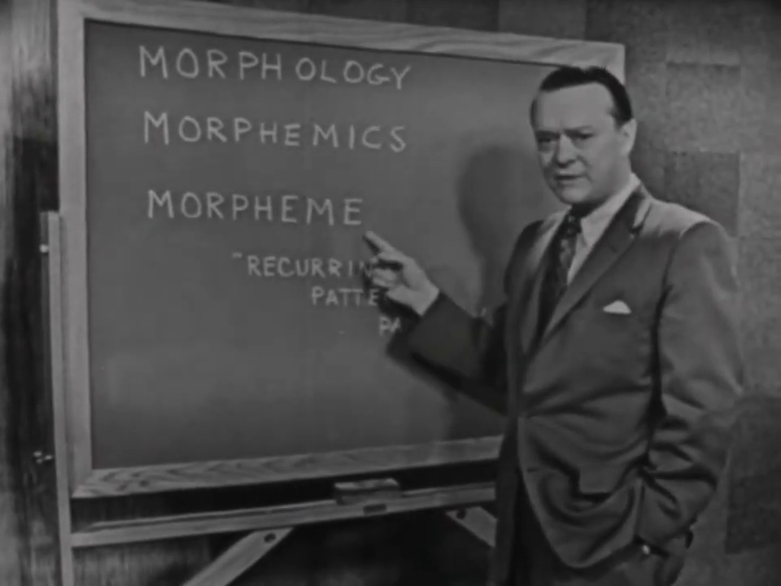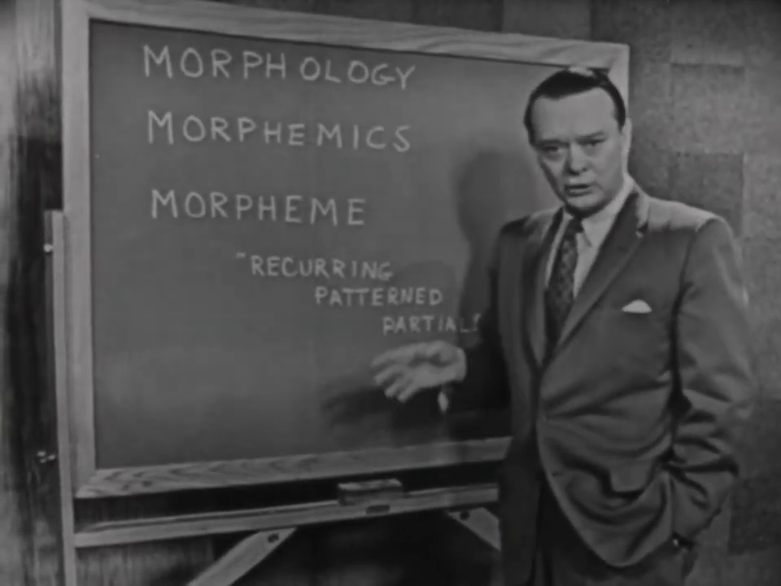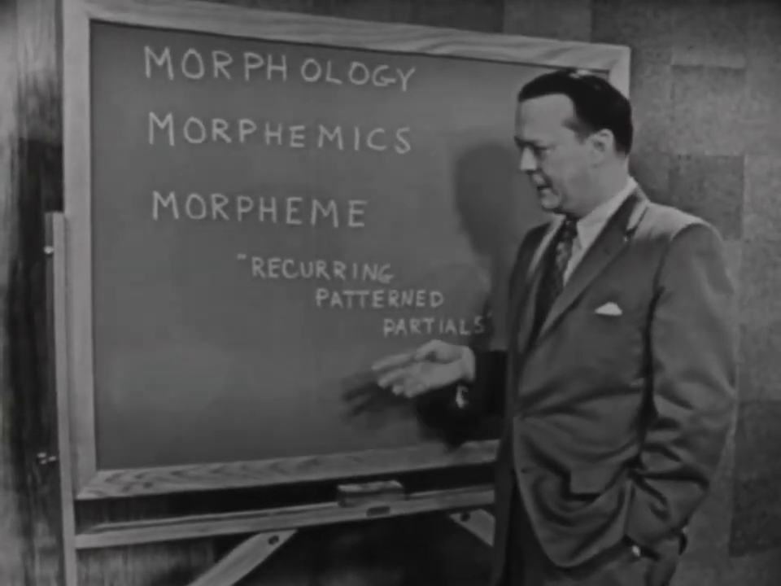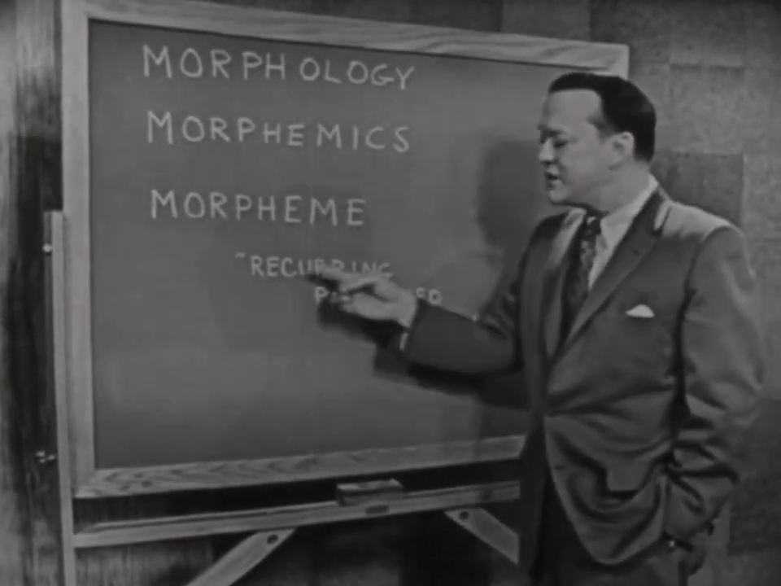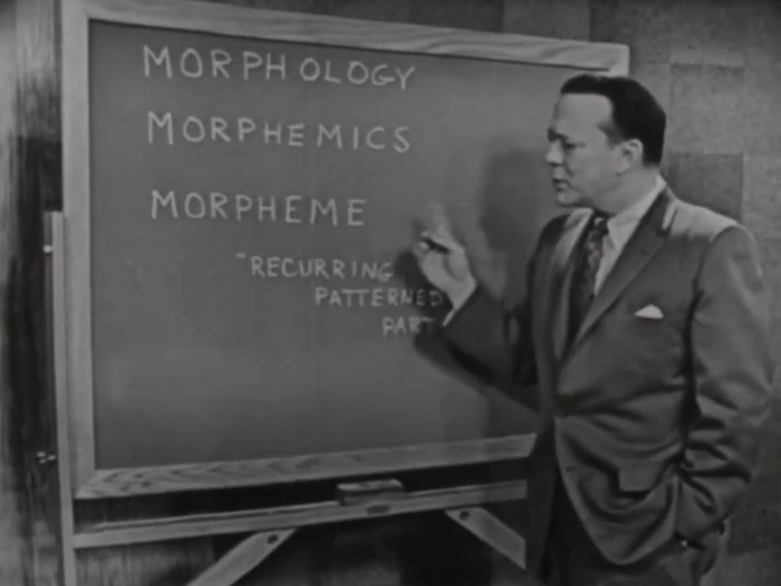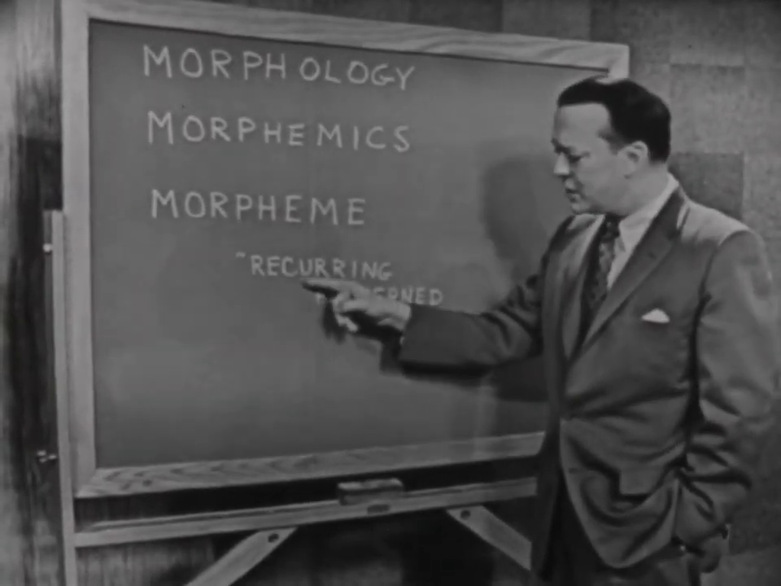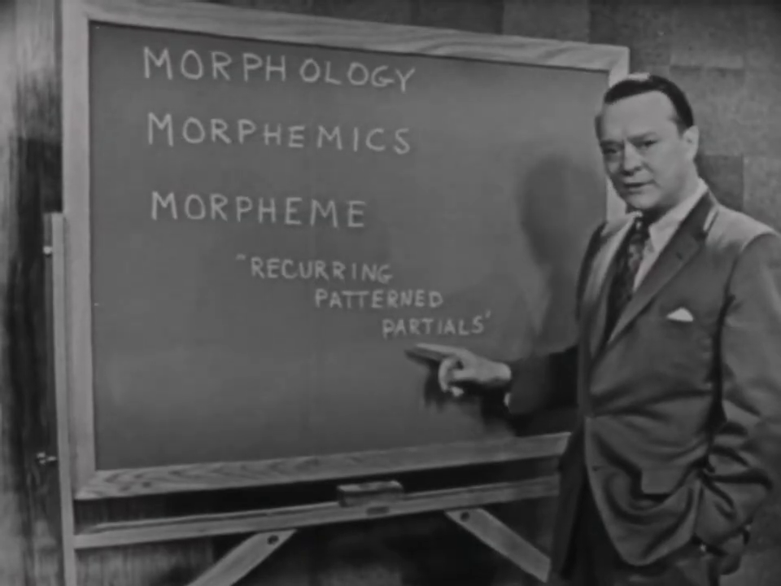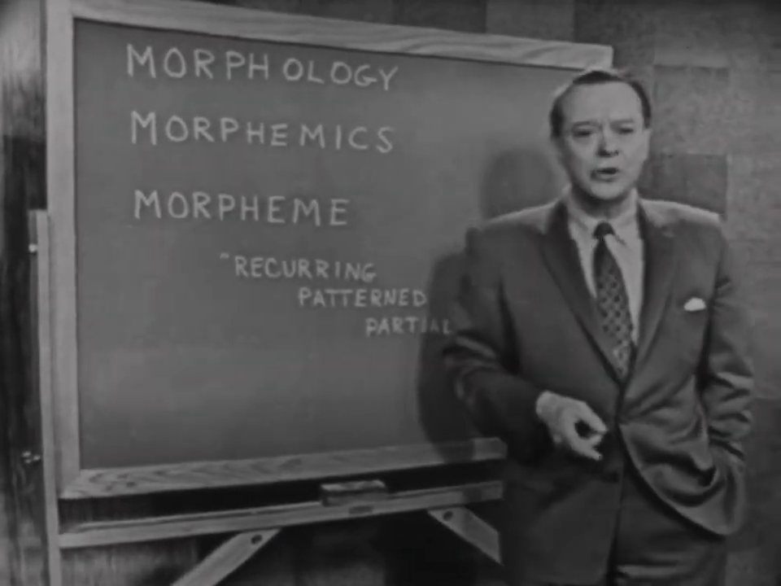But these morphemes are seen, as we talk, or if we look at a text that's been written down, to come back over and over again. In other words, they recur. So how we're going to identify morphemes first is to see them as recurring patterned partials. Recurring patterned partials. Let me show you what I mean.